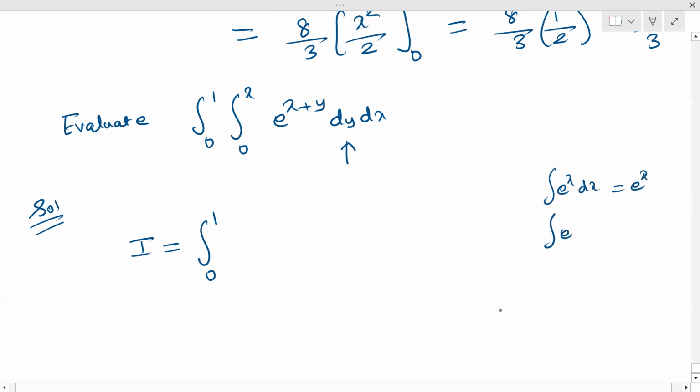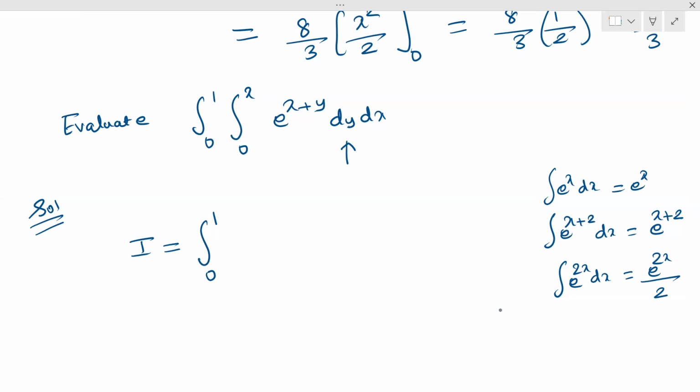Similarly, what is the integration of e^(x+2)? It is e^(x+2). What is the integration of e^(2x)? It is e^(2x)/2. So please find the difference. So x plus a constant is the same only. Here, instead of a constant, what are we having? y. y is also treated as a constant. So the integration of e^(x+y) is e^(x+y) alone.